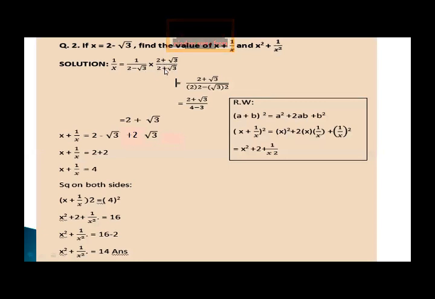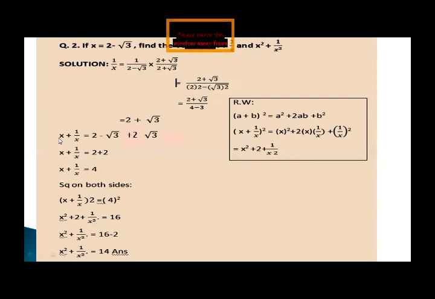Then numerator multiplied by numerator becomes 2 plus root 3. And in the denominator, we apply the formula a minus b multiplied by a plus b is equal to a square minus b square. So 2 plus root 3 in the numerator, and in the denominator, the square of 2 becomes 4, and the square of root 3 comes out of the radical sign, it is only 3. So what is the value of 1 over x? 1 over x is equal to 2 plus root 3. They are not directly asking to find 1 over x, but to find the value of x plus 1 over x, we need 1 over x, which we have already calculated.